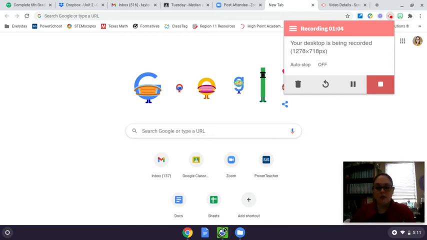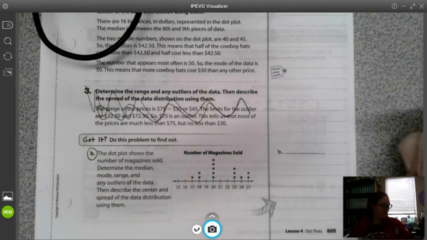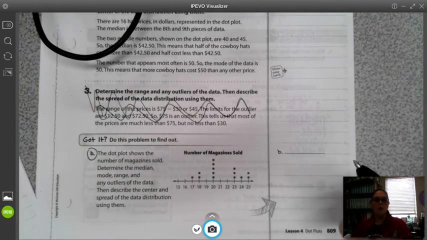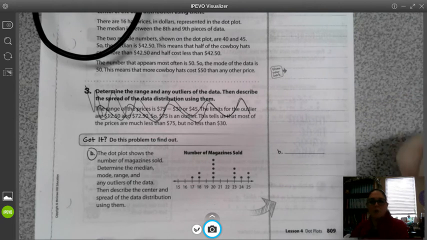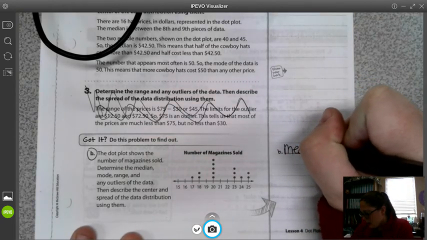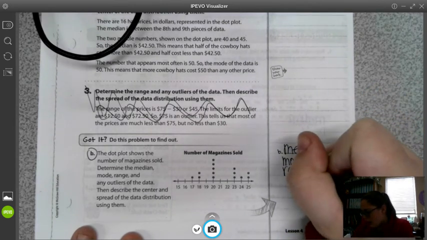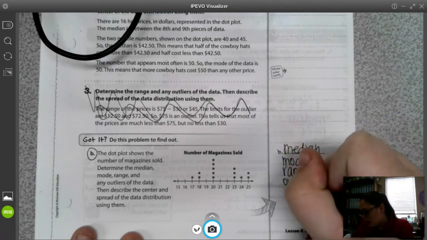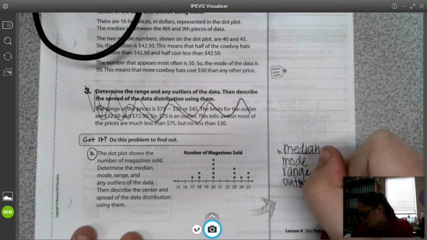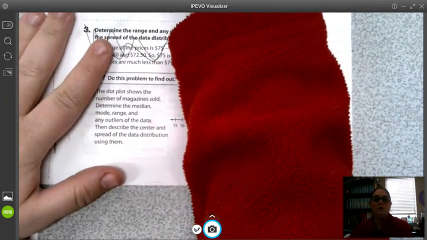All right, let's finish this up. So if I'm working on problem B, I'm going to be finding the same centers of spread, except I'm not going to do the mean. So we are going to be doing the median, the mode, the range, and any outliers. I know some people say it outlier, I don't know. Okay, so put this down.